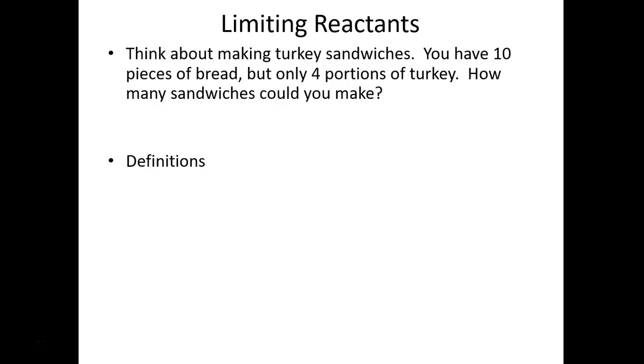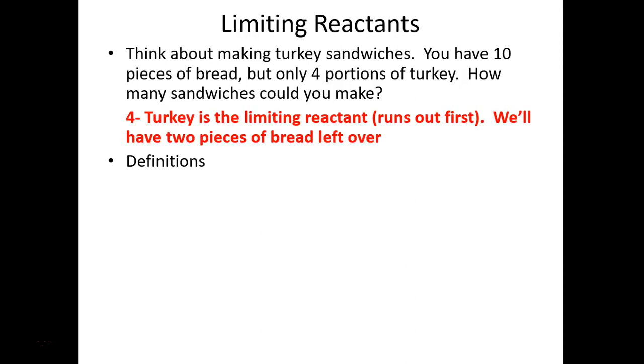Alright, so when we talk about limiting reactants, it's helpful to think about something really concrete, like making turkey sandwiches. So let's say that I had 10 pieces of bread, but only 4 portions of turkey. How many sandwiches could we make? Okay, well, with that amount of bread, we could make 5 sandwiches, but we're going to run out of turkey at 4 sandwiches. So that means that we can only make 4, right? Because the turkey's going to run out, and then we'll have 2 pieces of bread left over.